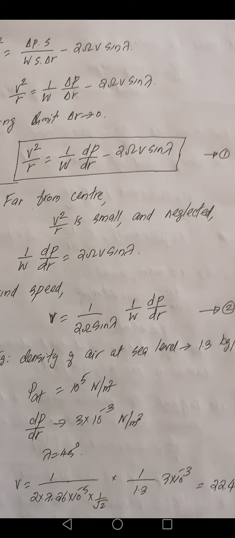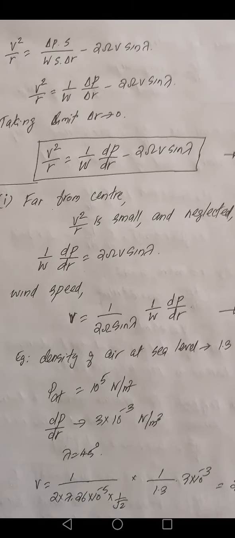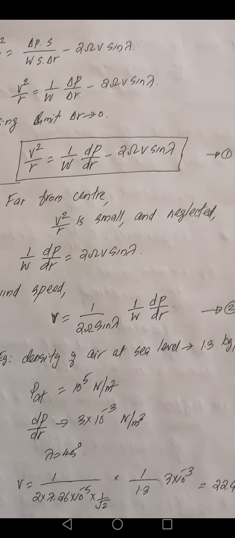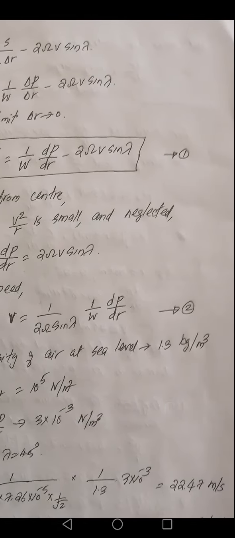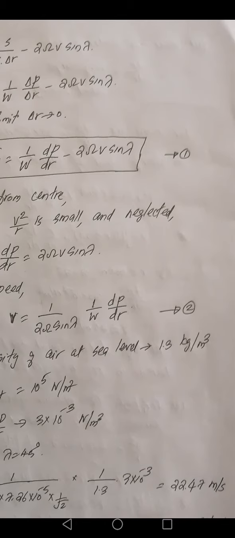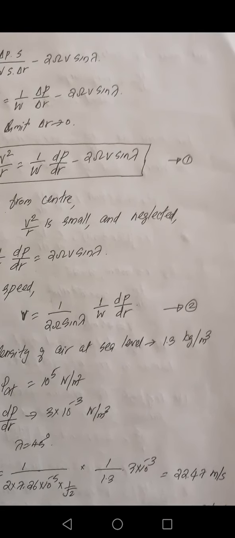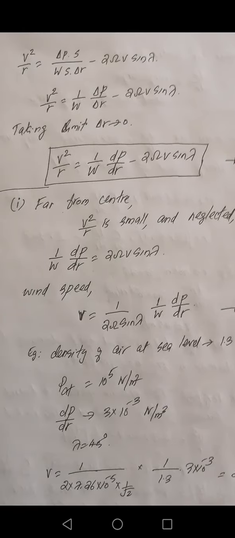So if I substitute all the values, what I am getting is 22.47 meter per second. That is the wind velocity. It is about 80 kilometer per hour. If you convert it to kilometer per hour, it is almost 80 kilometer per hour. That means we are able to calculate the circulation velocity of wind at a far distance.